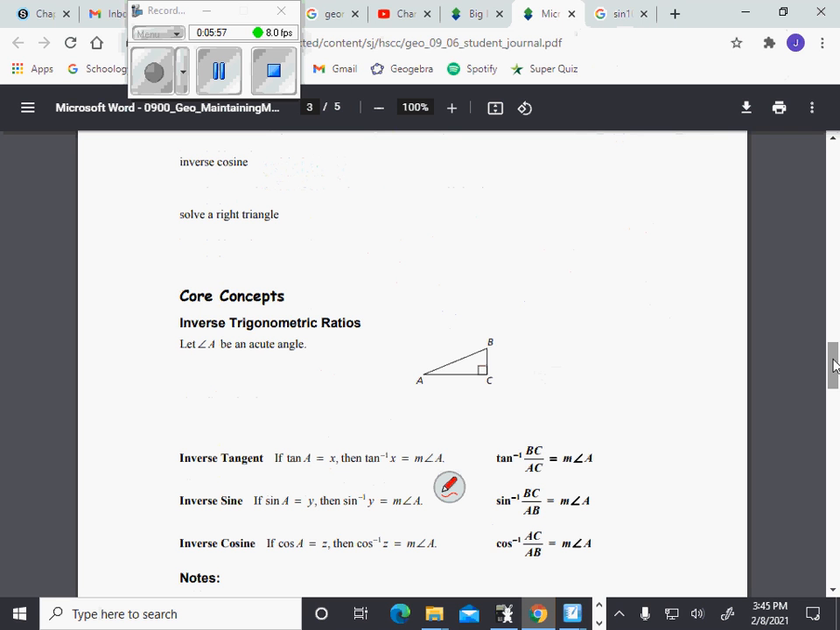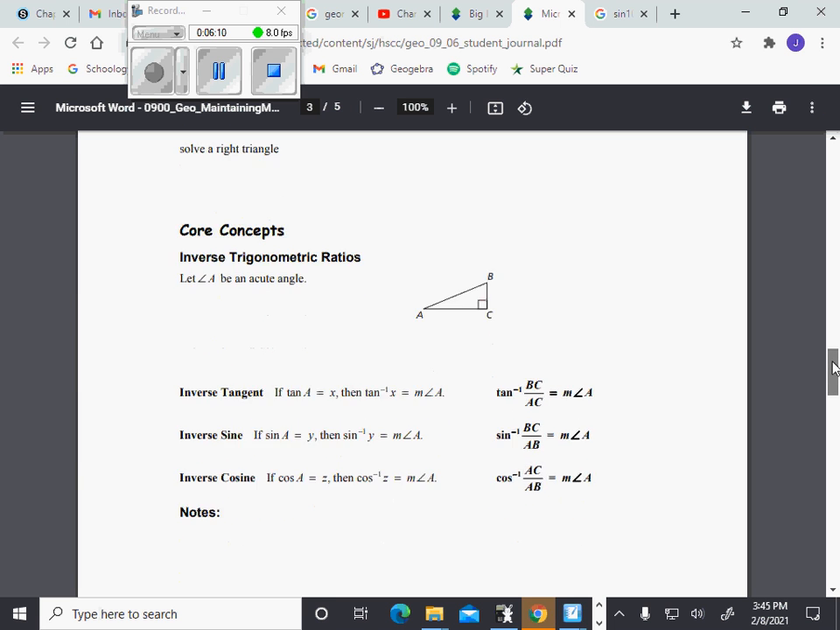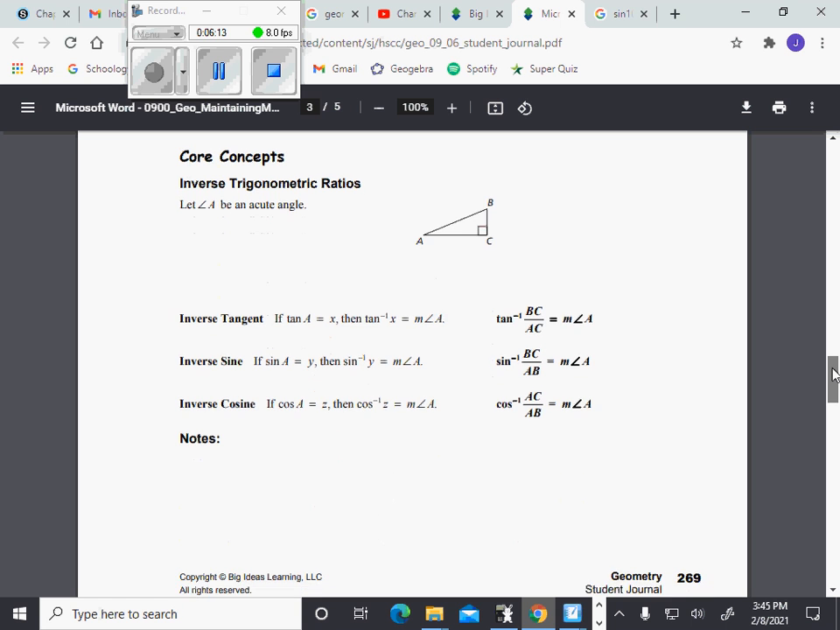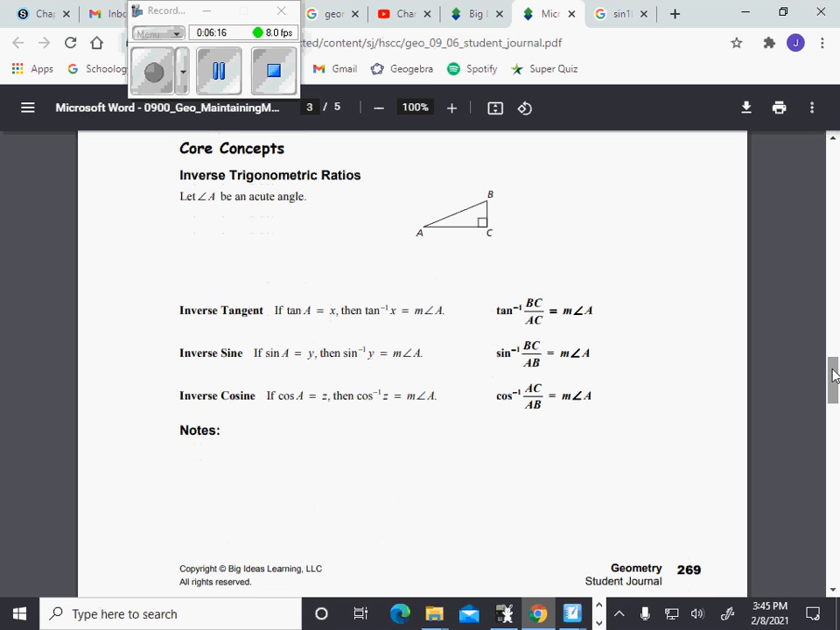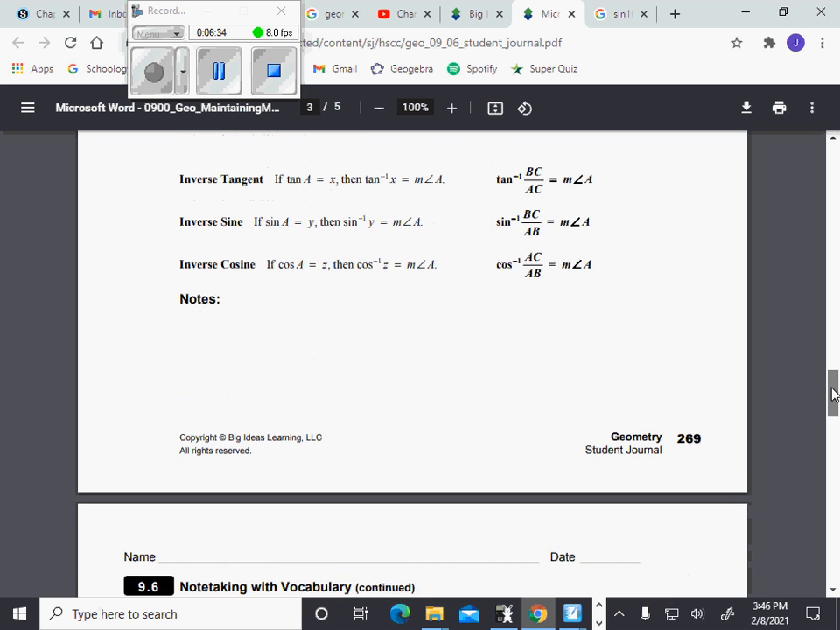Solve a right triangle. We are solving for every piece. Solve for all. We're finding missing angles, missing side lengths. We're solving it all today. Down here, using these trigonometric ratios. Let A be an acute right angle. The inverse tangent: if tangent of A is equal to x, then the tangent inverse of that would be our measure of angle A, which is what we were doing earlier, which is what I just proved.